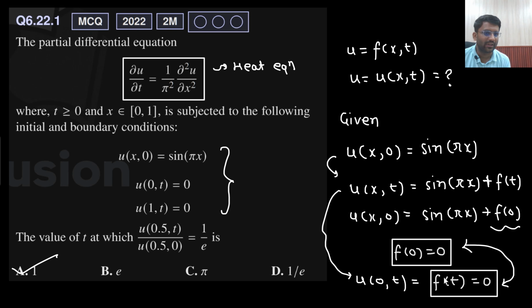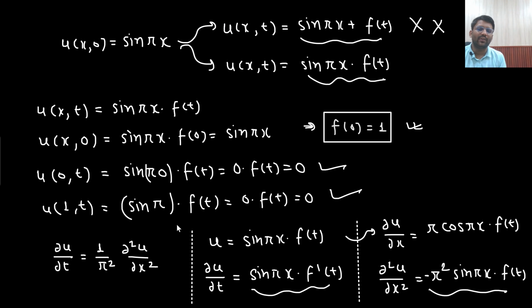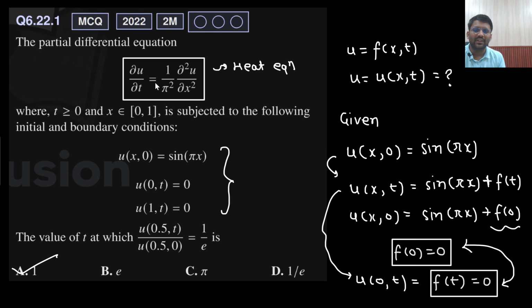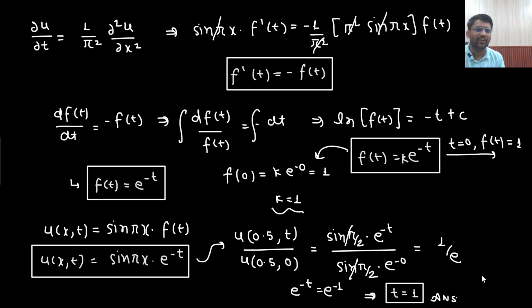Sir, u will be a function of x comma t. Sir, if I add it, then there is a problem. Then, sir, I will multiply f of t. When I multiply f of t, am I satisfying all the equations? Absolutely, sir. Then we also satisfy the heat equation. When I am satisfying the heat equation, this is the relation I am getting. From here I got the value of f of t. Put the value, get the answer.